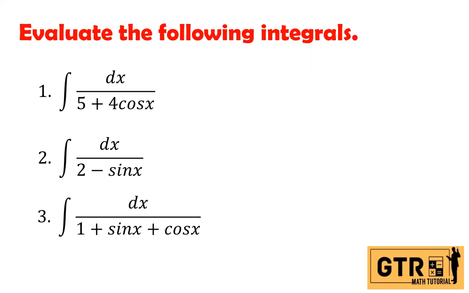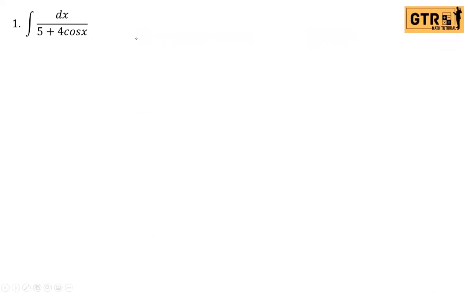Okay, so let's start with number 1, integral of dx over 5 plus 4 cosine x. So let's use the substitution. Here are the substitutions: cosine x equals 1 minus z squared over 1 plus z squared. So we have cosine x here, and for dx, this is the substitution, 2dz over 1 plus z squared, and the value of z is equal to tangent x over 2. Okay, so let's use the substitution.